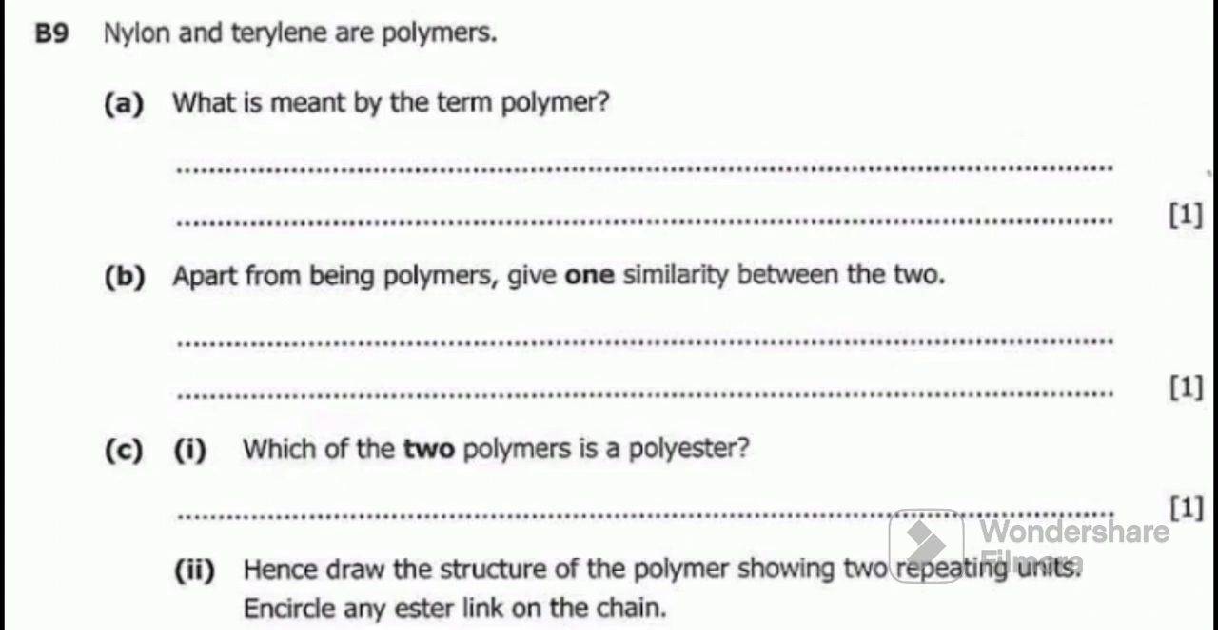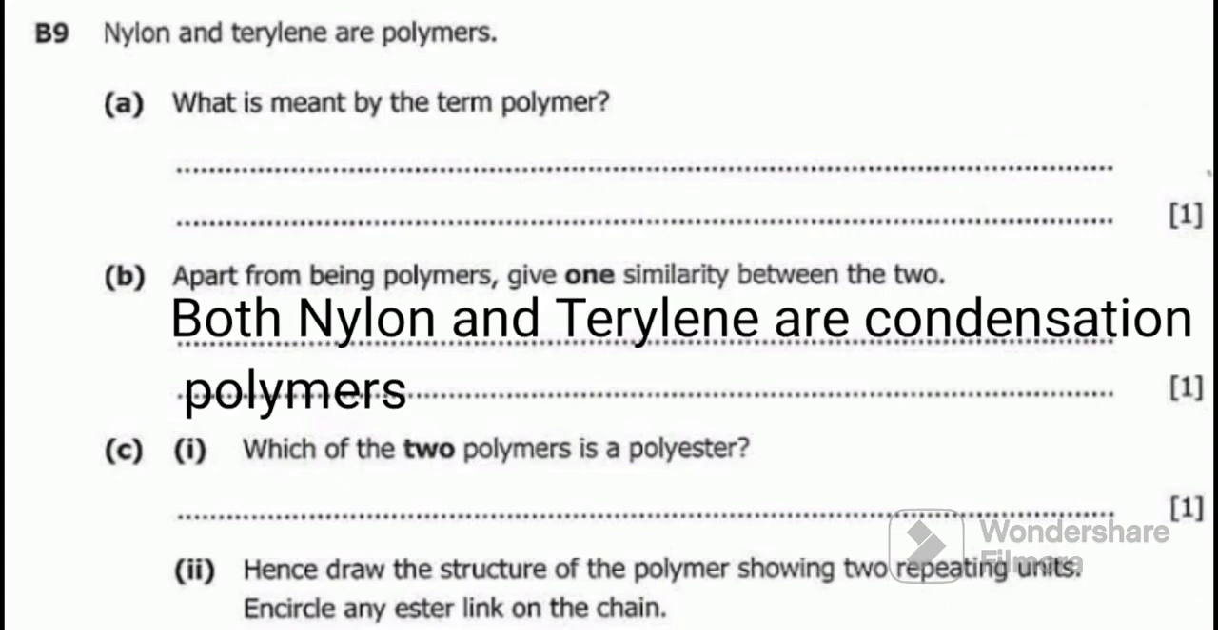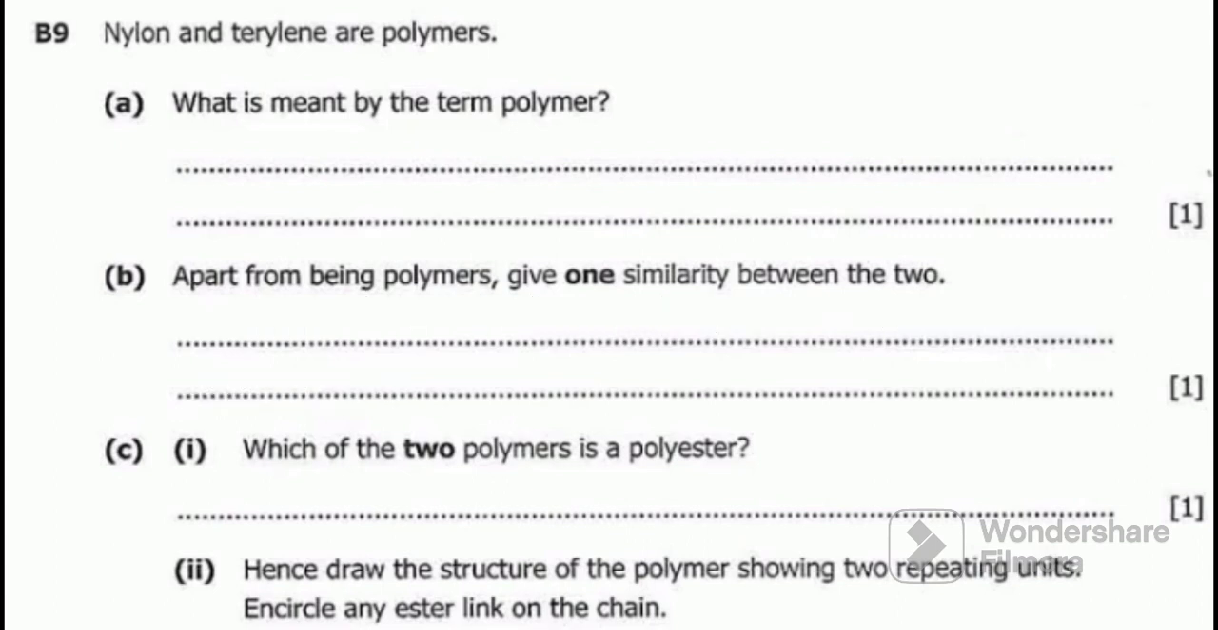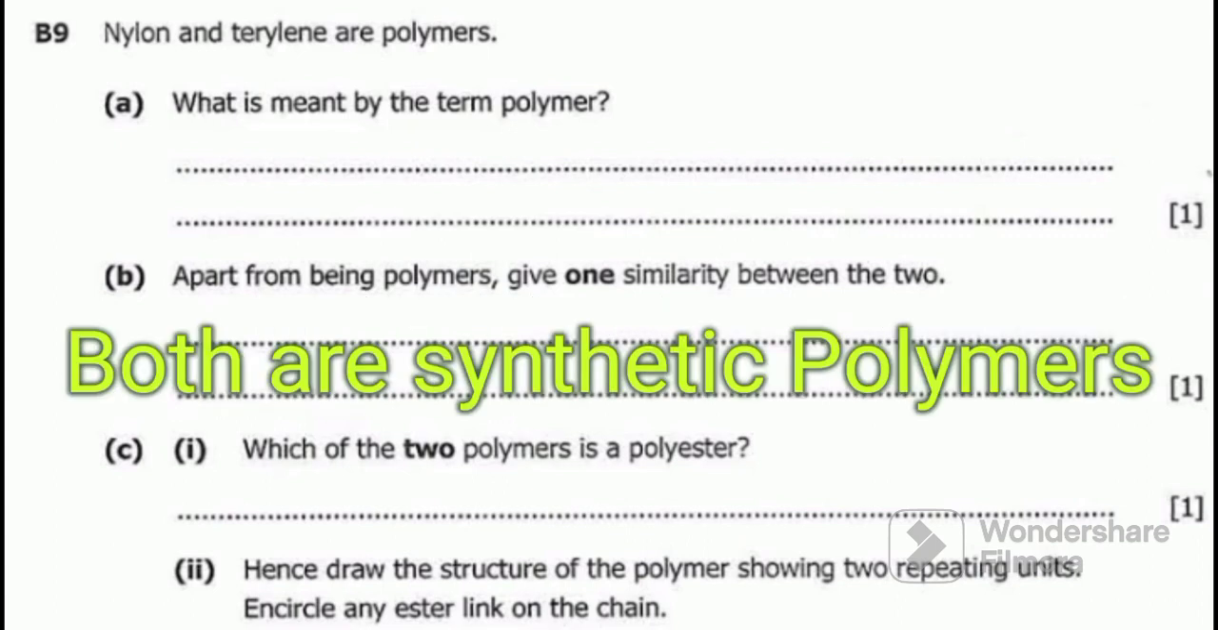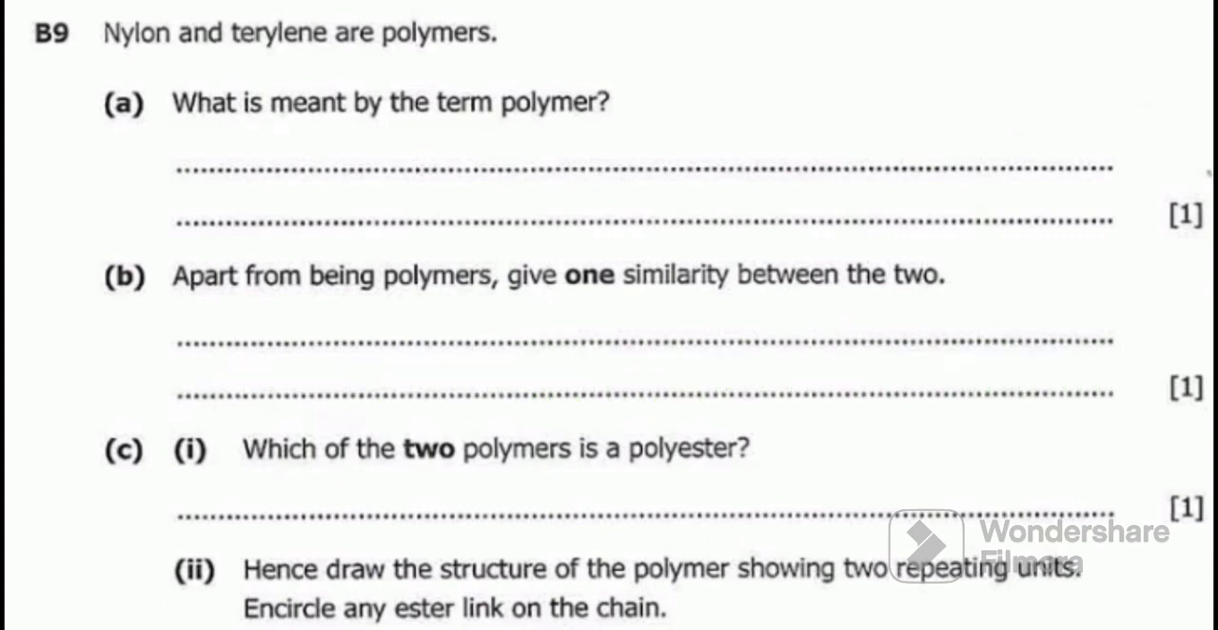B. Apart from being polymers, give one similarity between the two. One similarity between nylon and terylene is that they are polymers. Apart from being polymers, what other similarity do they share? I'll give you these similarities. Both nylon and terylene are condensation polymers, and both are synthetic polymers, meaning they are man-made polymers.